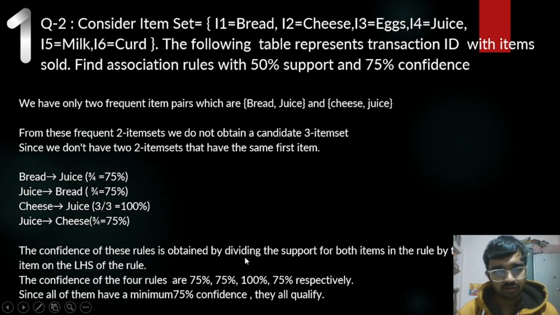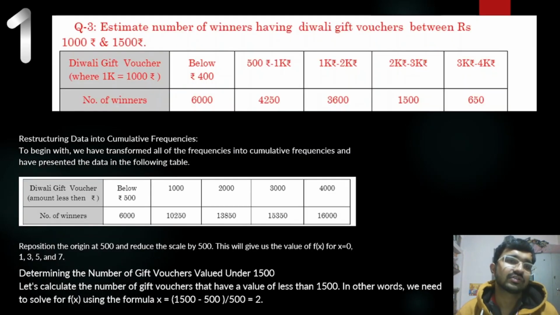Okay, and we have seen that the confidence of the four rules are 70%, 70%, 100%, and since all of them have a minimum of 70% confidence, hence they all qualify. So these are our association rules. Now let's move forward to our next question, that is question number 3.